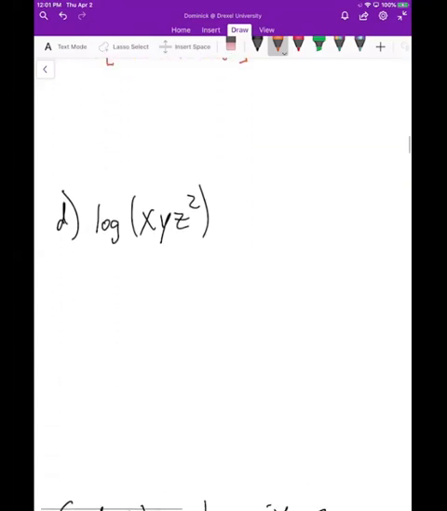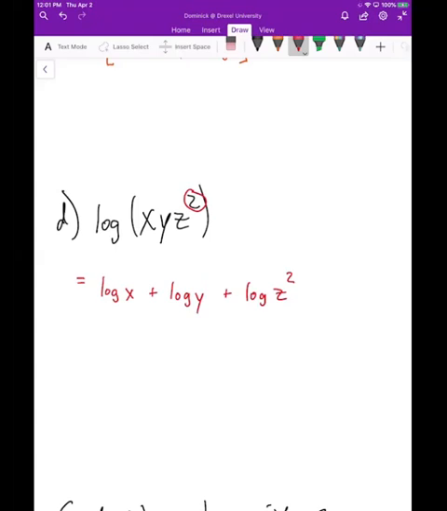Okay, now one last example of expanding, and that's if you have something like log of x, y, z squared. In this case, the exponent of 2 is only being applied to the z, so we can't take that 2 out just yet. Since it's only being applied to the z, we can expand this with the product rule first. So this is log of x plus log of y plus log of z squared by the product rule.